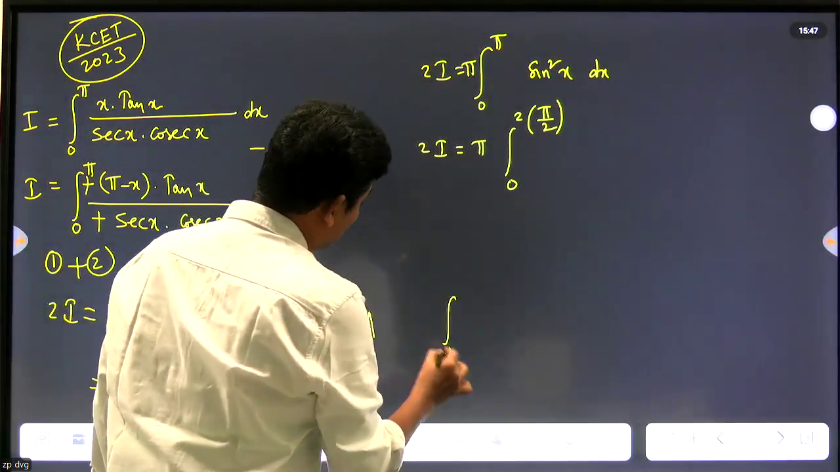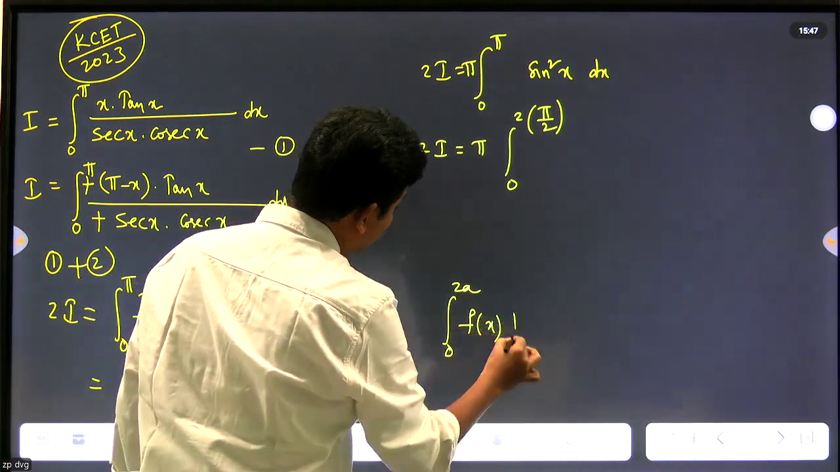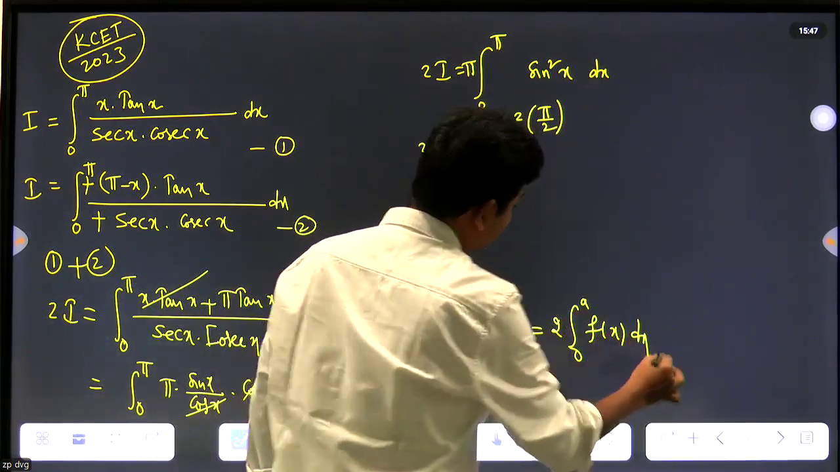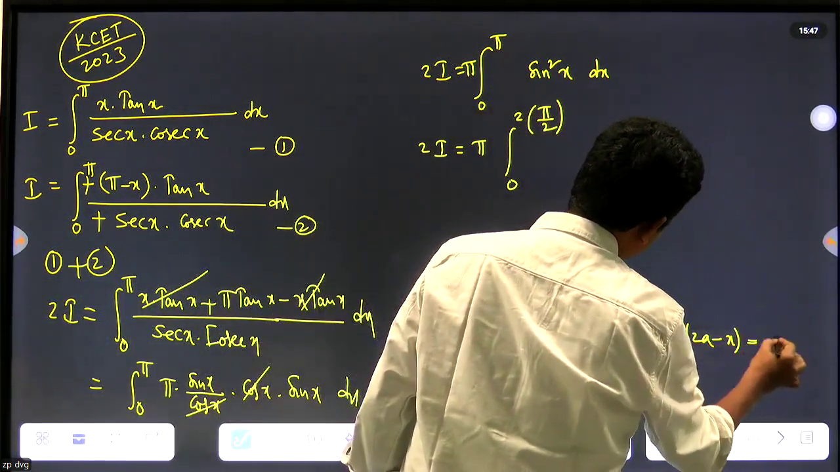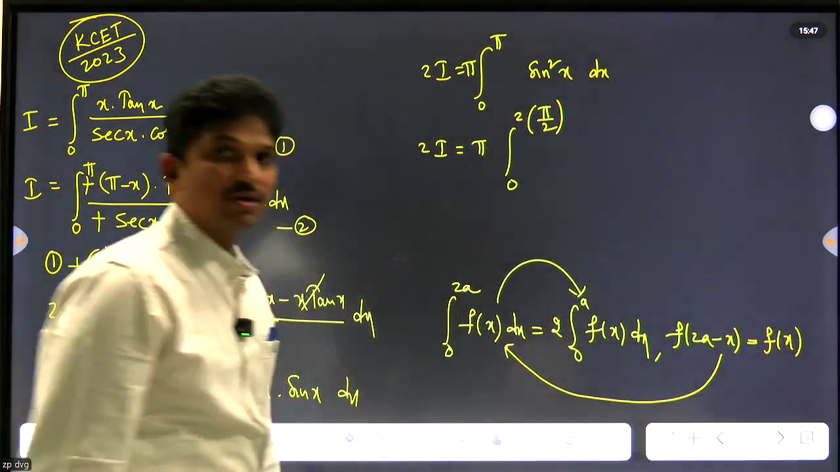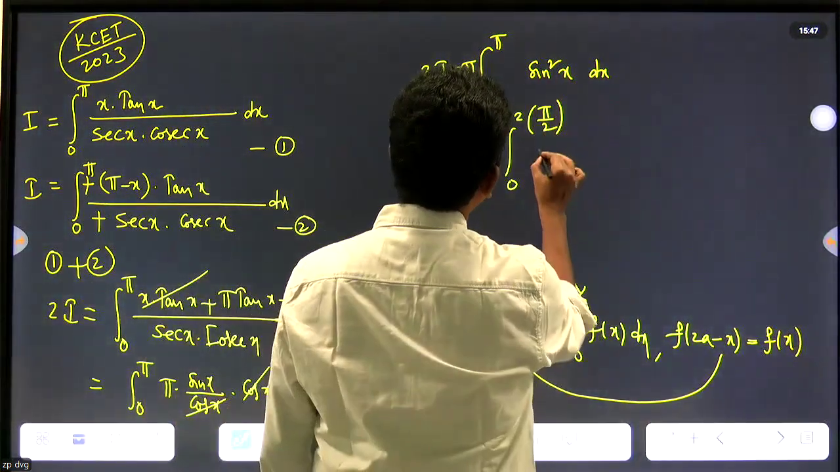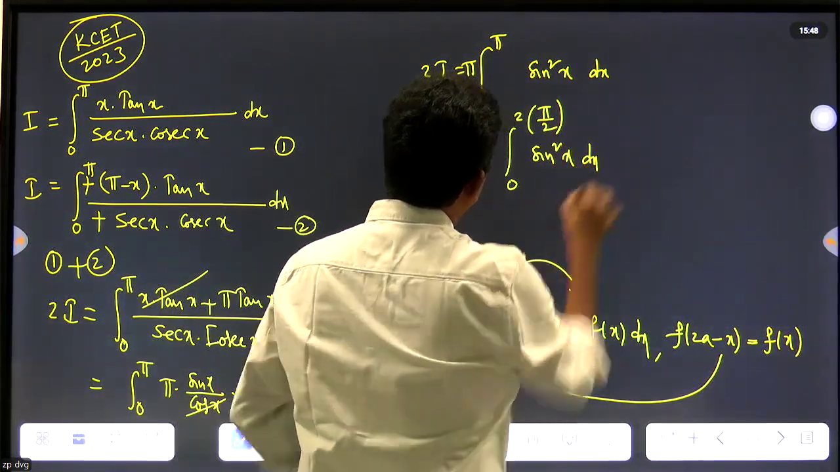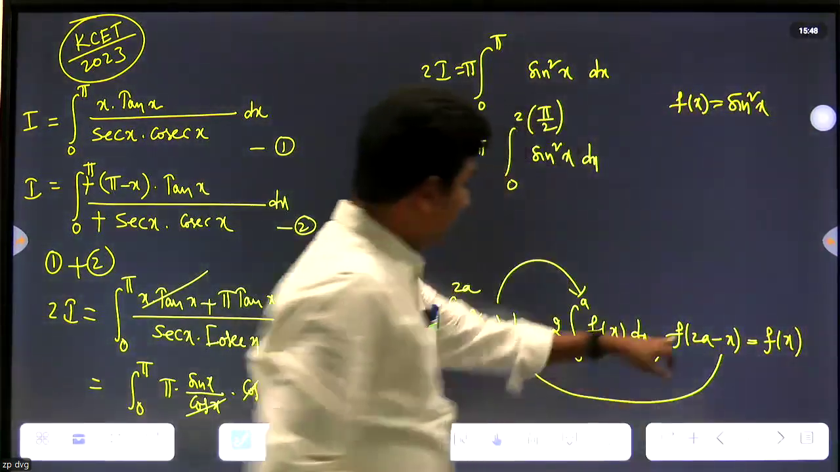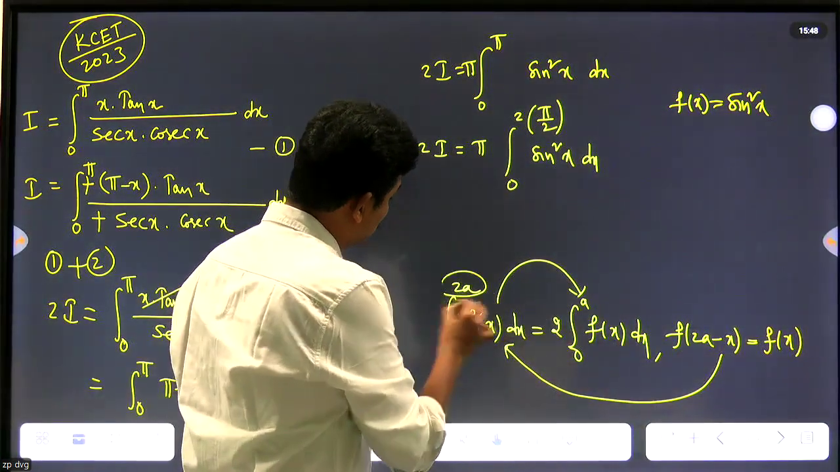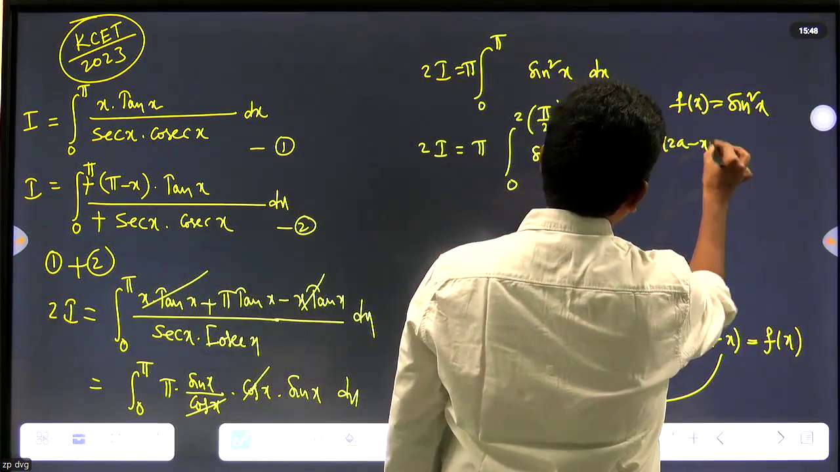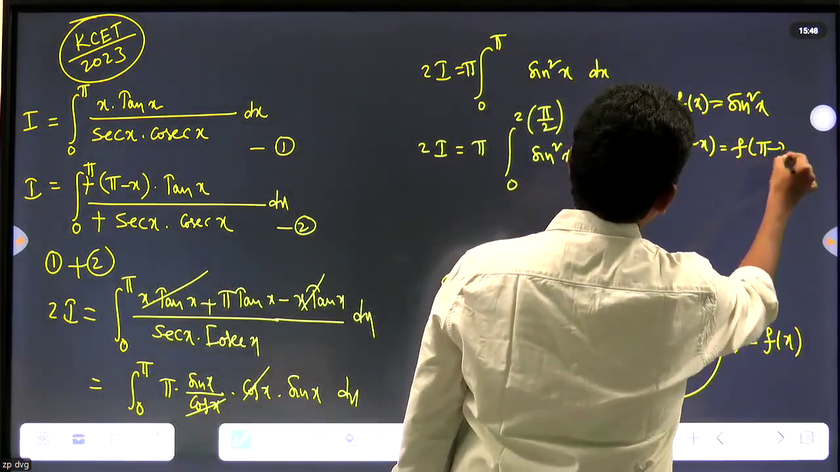Why like this? Because we have one formula in definite integral. Integral of 0 to 2a f of x dx is 2 times integral of 0 to a f of x dx, provided f of 2a minus x is f of x. In this case, this integral we'll write like this. So 2a, sin square x dx. Now f of x is what? f of x is sin square x. I'll calculate f of 2a minus x. 2a is nothing but pi. f of 2a minus x, 2a minus x is nothing but pi minus x.